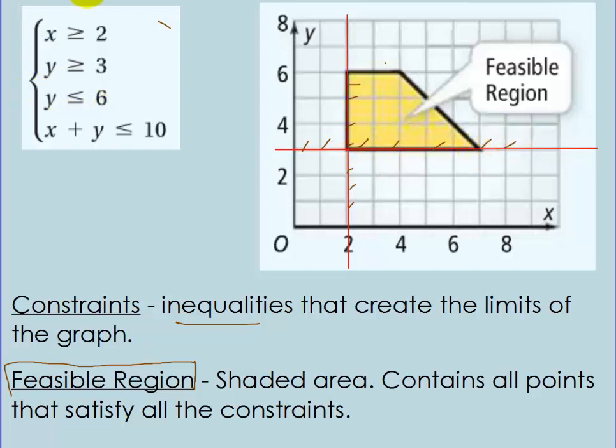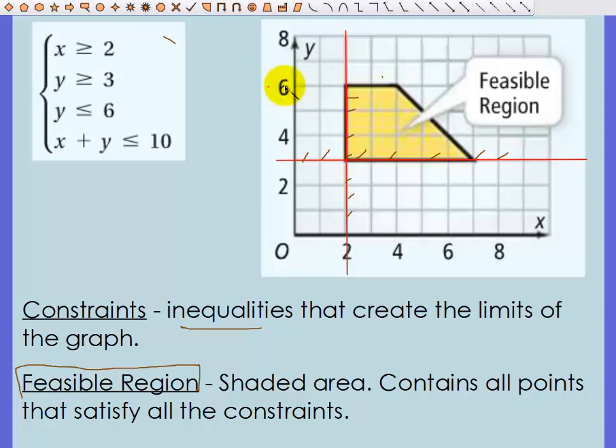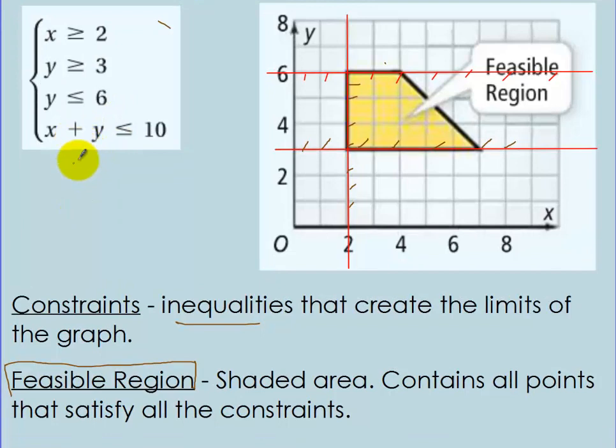Now the next one says y is less than 6. Less than 6 is going to be a straight across line, and less than is going to be ticked below, just like this. And the last one, x plus y is less than or equal to 10. Well, how do you graph that one? What I would do is rearrange this by subtracting x on both sides. If you subtract x on both sides, you get y is less than or equal to negative x plus 10. And that's easier for me to graph.